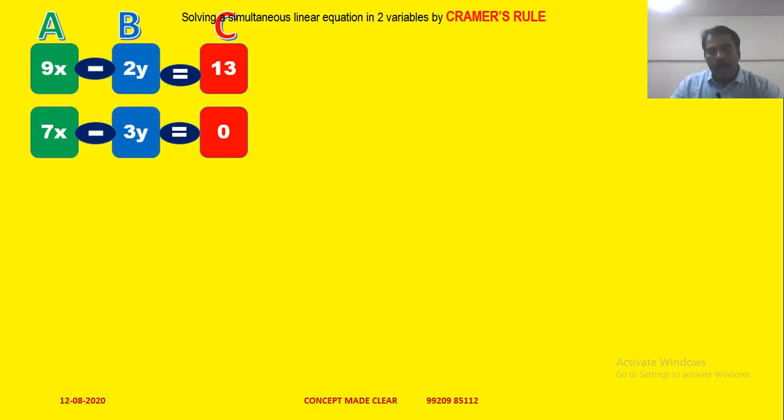In order to find the values of variables x and y, that means the solution of x and y, we have to first find the value of determinants. To find the value of determinants, we have to arrange the given coefficients of x, y or the constant values in a rectangular pattern. A rectangle is given here, and we have to arrange them in this rectangular pattern.